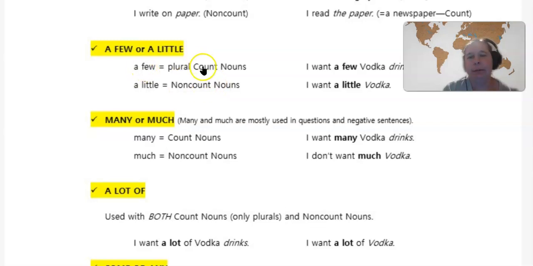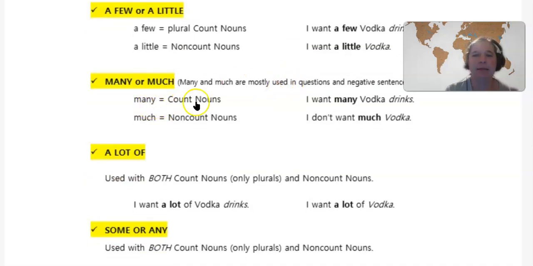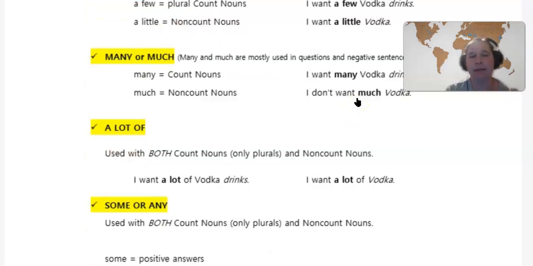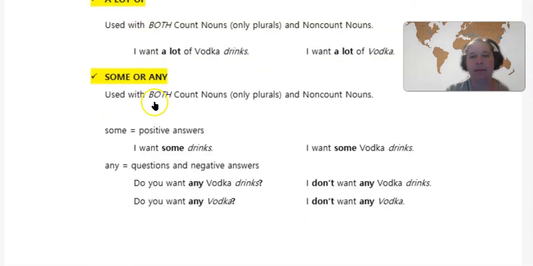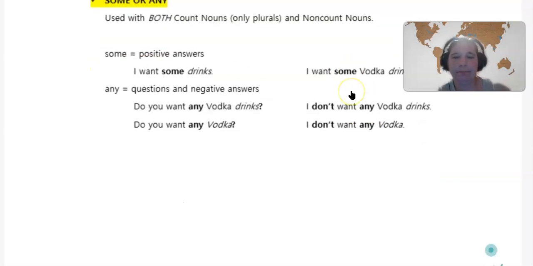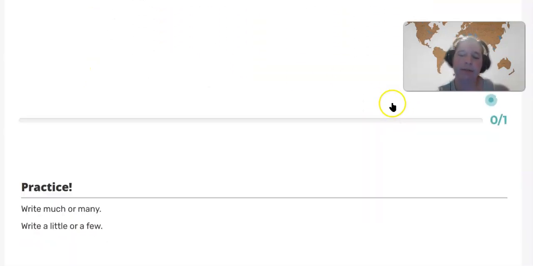We use a few with plural countable nouns, a small amount. A little we use for non-countable nouns, a few drinks, a little tea. Much and many. Many can be used for countable nouns. Much can be used for non-countable nouns. We generally use these in questions and negative sentences, not so much in the positive sentence. A lot of can be used with both count and non-count. And some can be used with count and non-count. Any is usually used in questions and negatives with both count and non-count.